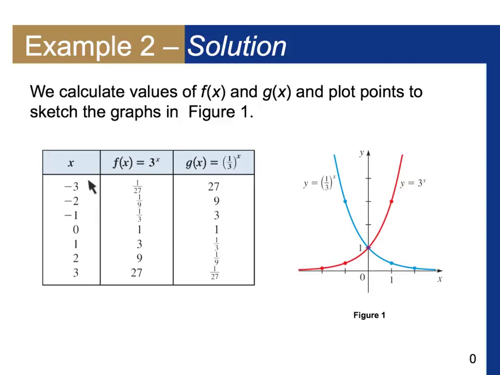Okay, so here are the values we got for x equals -3, -2, -1, 0, 1, 2, 3. For 3 to the x, 3 to the 0 is 1. 3 to the 1 is 3, 3 squared is 9, 3 cubed is 27. But when we go to negative powers, 3 to the -1 is 1/3. 3 to the -2 is 1/9, and 3 to the -3 is 1/27.